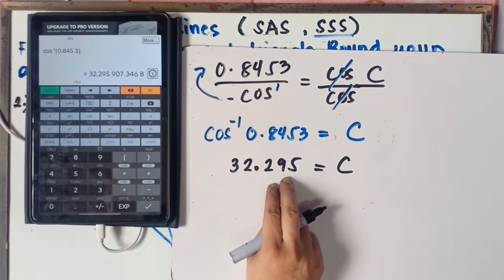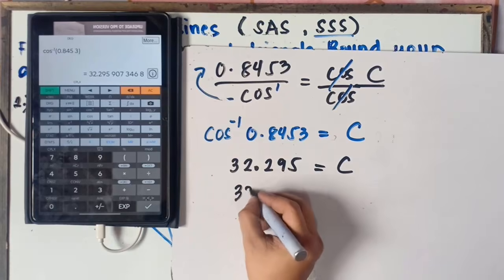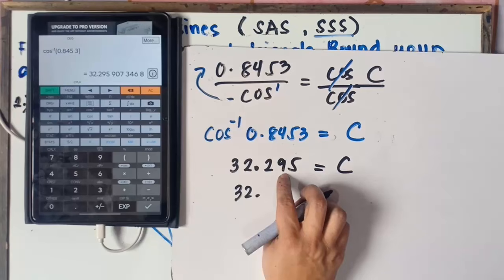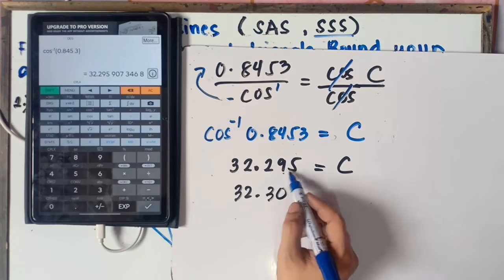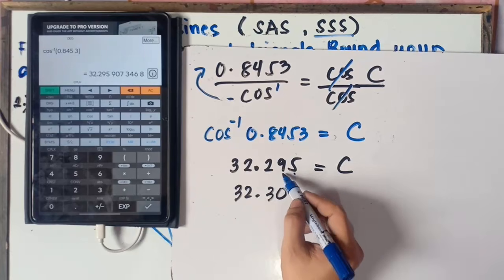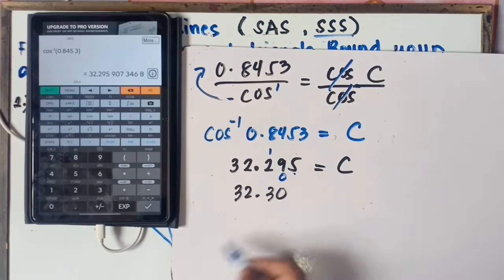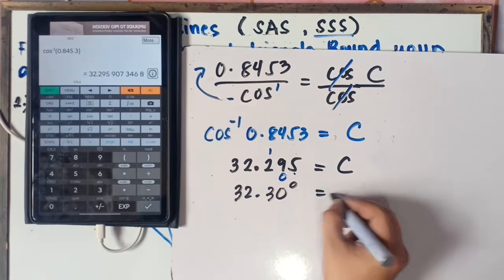So we need to have at least 2 decimals. Let's have 2 decimals. 32 point, after 9 that would be 5, so this will be 0 and then 1. This will be 30. Once again, after 9, that would be 5, so this 9 becomes 10. So add 1. That would be 30. 32.30 degrees equals angle C.